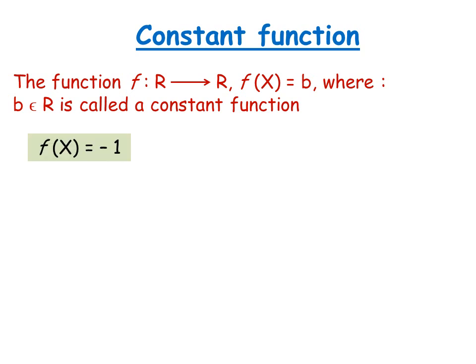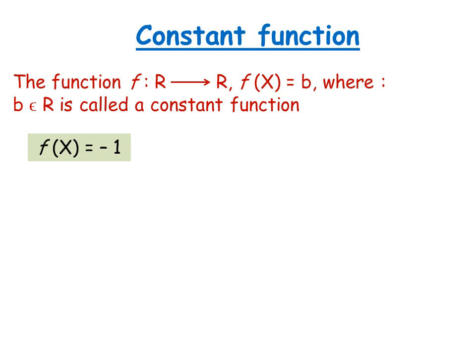Like what? Like f of x equals negative 1. Here I have no variable, just the absolute term, negative 1. Okay, so I called it constant function because however x changes, its image is still negative 1.